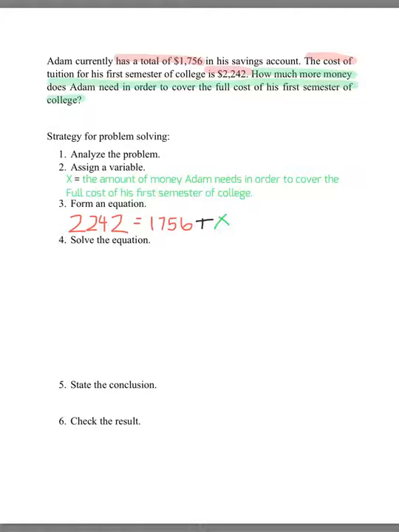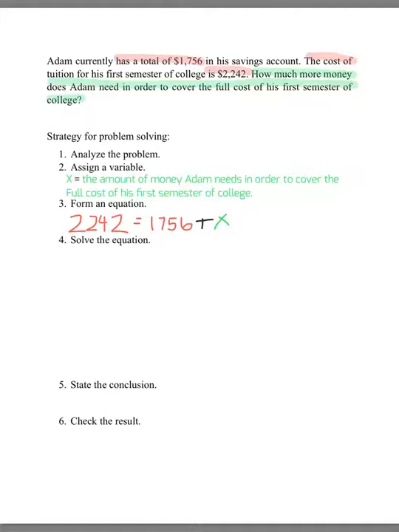The cost of tuition is $2,242. That's what we know. And we know that's going to be the sum of what he has now, which is $1,756, plus whatever he's missing. So yes, we indeed have a correct equation for the problem. So now let's go ahead and solve our equation.